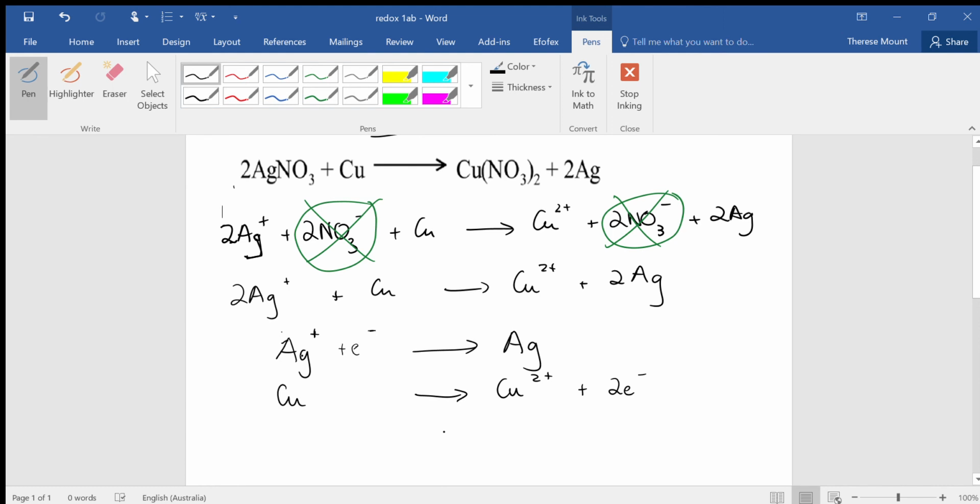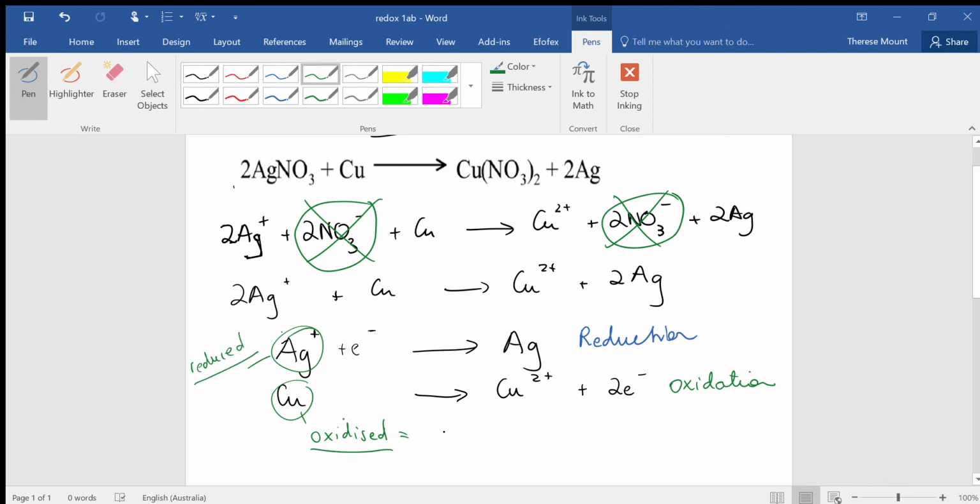Now, electrons are being gained, so this is an example of a reduction reaction. And here, well, electrons are being lost, so this is an example of oxidation. Okay, so this copper is being oxidized. This silver is being reduced. And so we know that if something's being oxidized, it's actually the reducing agent. And if something's being reduced, it's the oxidizing agent.